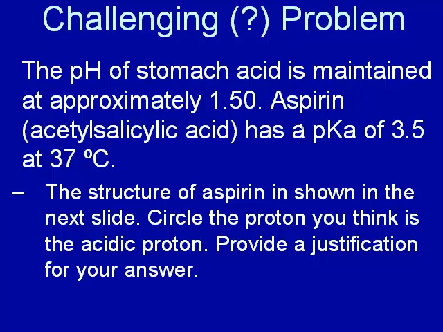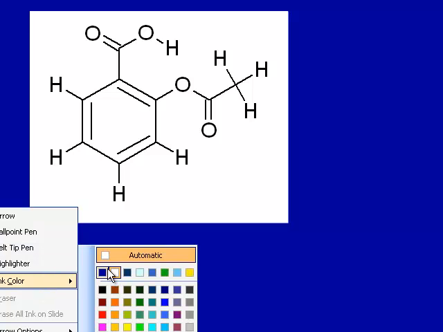The structure of aspirin is shown in the next slide, and circle the proton you think is the acidic proton. Let's look at the structure of aspirin. Here it is. Which one do you think corresponds to the acid? Well, we have three choices here. Let me change the ink color to black so we can actually see what I write here. All right, here's a choice of protons there. One of those. Here's a proton here. And here are these protons here.